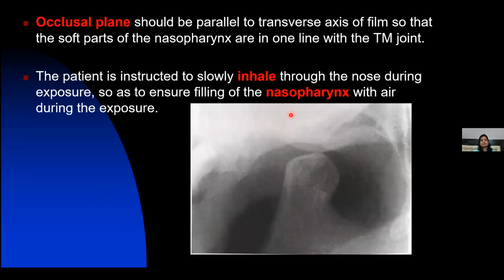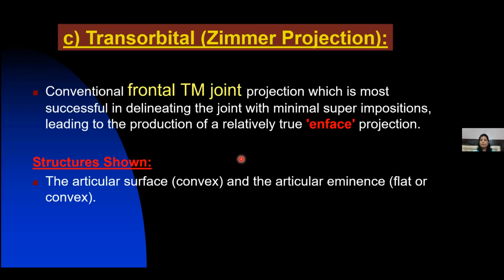Simple. This is the radiograph which I get. It is an open mouth, so I can see the condyle has translated to the eminence. Occlusal plane should be parallel to the transverse axis. The patient is instructed to inhale through the nose, so that the nasopharynx is filled with air. Otherwise, I will get a complete shadow here. So medial pole, transpharyngeal. And what is the other name for transpharyngeal? McQueen Bell technique or infracranial.